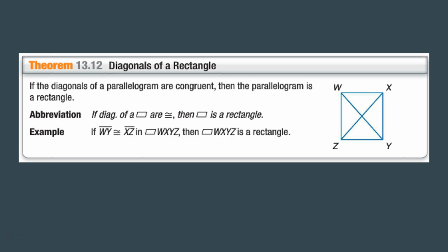Then let's talk about the diagonals once again. If the diagonals of a parallelogram are congruent, then the parallelogram is a rectangle. So in our case right here, we have our parallelogram WXYZ, and we have that WY, this portion here, is congruent to XZ, which is right here. If we know this is true, then we know we have our rectangle, in our case, rectangle WXYZ. And there we go.